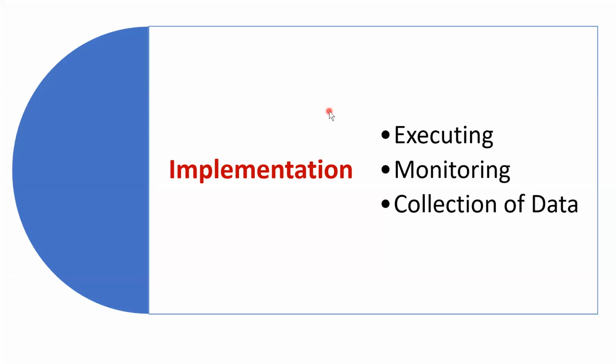So whatever you have planned, can you execute that? So do you have time and expertise to monitor that? So do you have expertise and technical lab abilities to collect the data? So that you have to explain in implementation. If you have a very good planning, but you don't have implementation abilities, so it means that is not a successful research proposal.